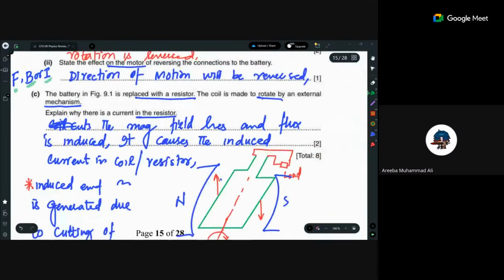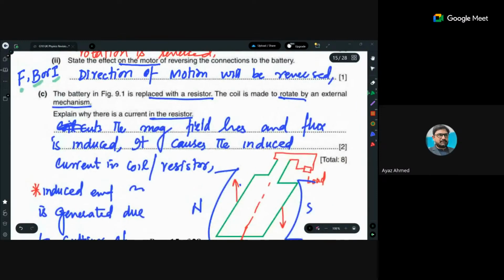Can you explain C again, sir? Yes, I'm saying that if you reverse the magnetic field, then the direction of rotation will be reversed. If you reverse the direction of current, it would also be reversed. If you reverse both of them, it would not reverse. Got it? I've got it, sir.